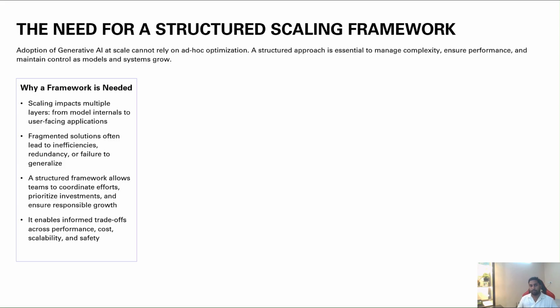So the framework I propose has four core dimensions, each addressing a different layer of scaling generative AI. And before we jump into that, we also need to understand why we need to have a structured framework. Because we need to approach scaling not as a one-off engineering task, but as a coordinated and strategic process. Ad hoc solutions often lead to duplication, inefficiencies, or systems that work in isolation but fail at scale. So a framework gives us a way to connect efforts, prioritize decisions, and scale responsibly.